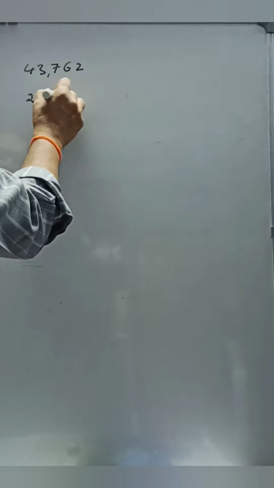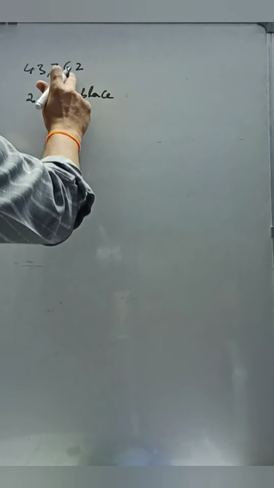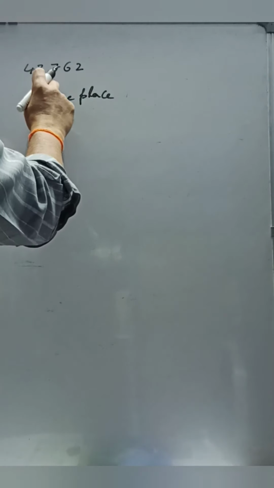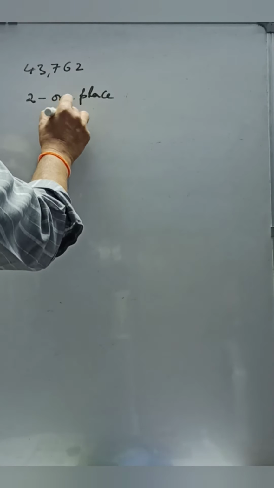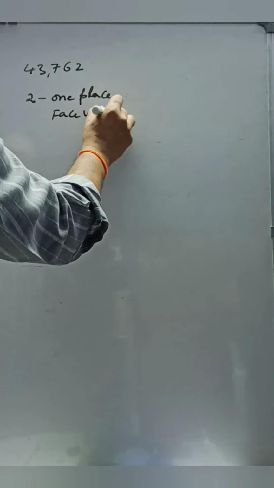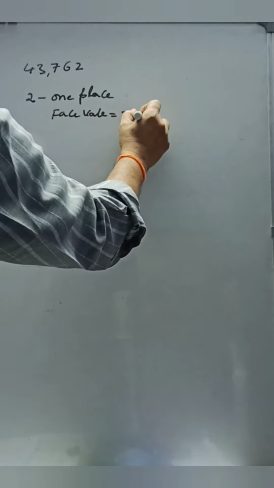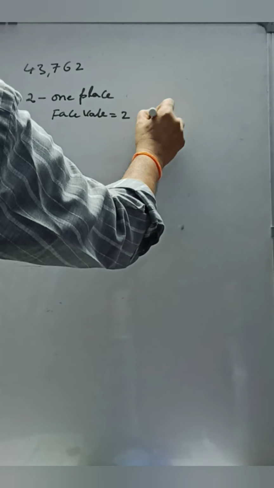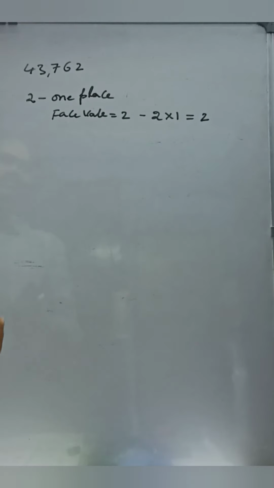Now where is 2? 2 is in ones place, and its face value is 2. The place value of 2 is obtained by the face value into its place. 2 ones are 2.